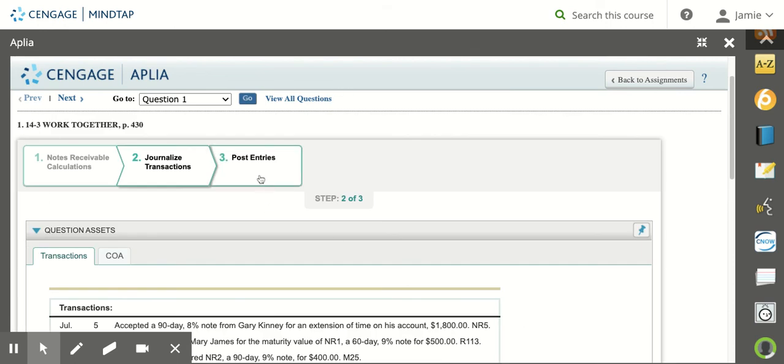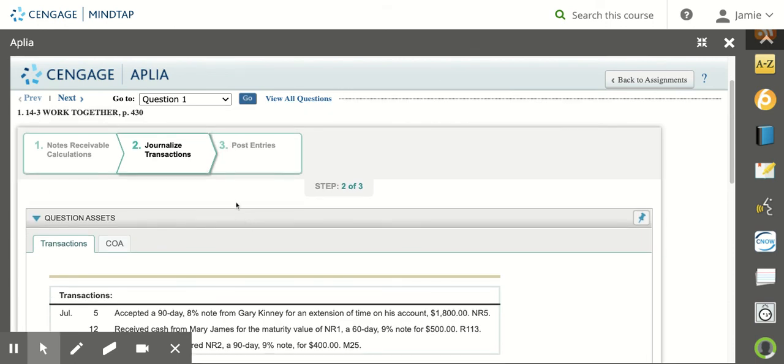Finally, step 3, you will post, and that is section 14-3.